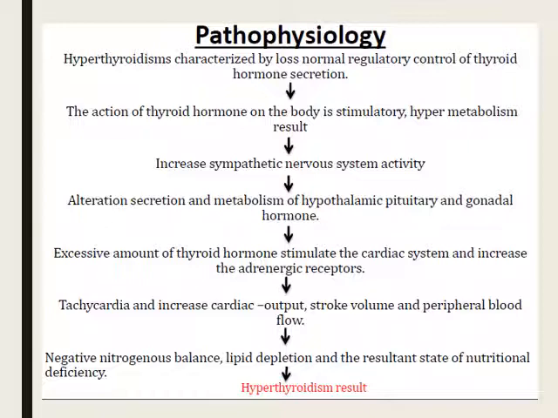Tachycardia occurs, and cardiac output, stroke volume and peripheral blood flow increase. There is negative nitrogen balance, lipid depletion and the resultant state of nutritional deficiency. And the end result is hyperthyroidism with weight loss, anorexia, palpitation and other manifestations.